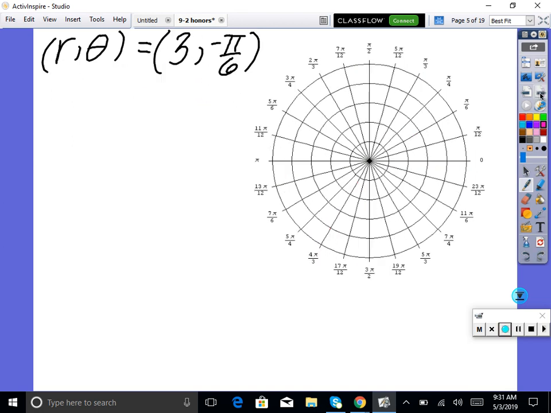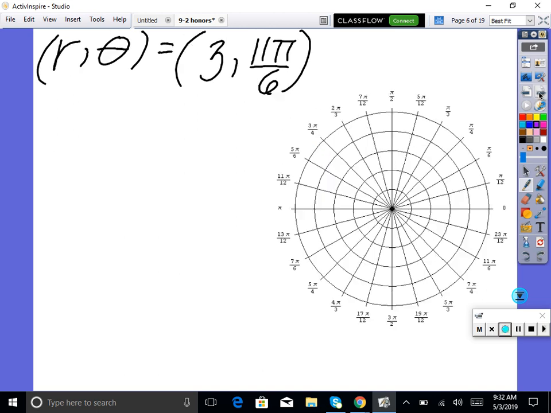Let's practice graphing this one real quick. So this is go negative pi over 6. So here's, once again, positive pi over 6, isn't it? So wouldn't negative pi over 6 be right here? So along this line, it's so hard for me to keep straight. And then from there, we're going from the origin 3 units. So that would be 1, 2, 3 units. Everybody good? Okay.